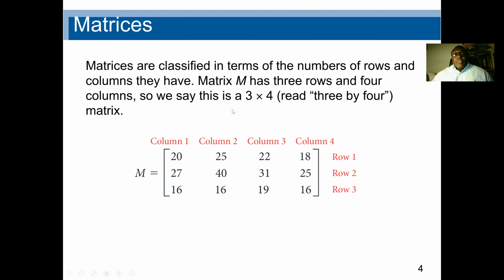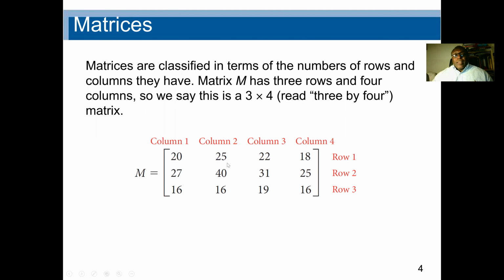So matrices are classified in terms of the number of rows and columns that they have. So an example here is a matrix that's just 2 dimensions. A matrix is more or less like a table. So in this matrix, we have 4 columns and 3 rows. The size of a matrix, the rows come first before the columns. So the size of this matrix will be 3 by 4 because we have 3 rows and then 4 columns.